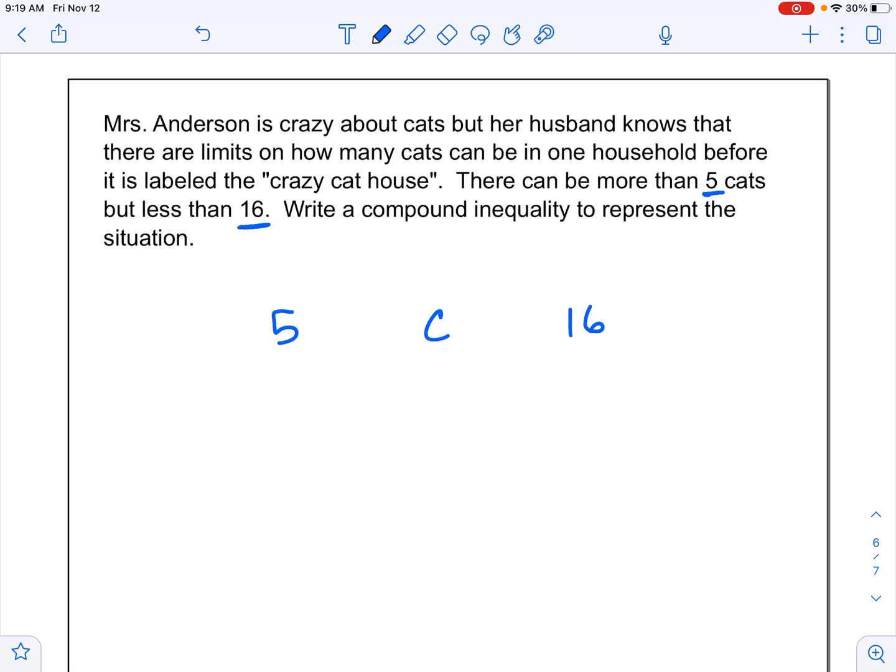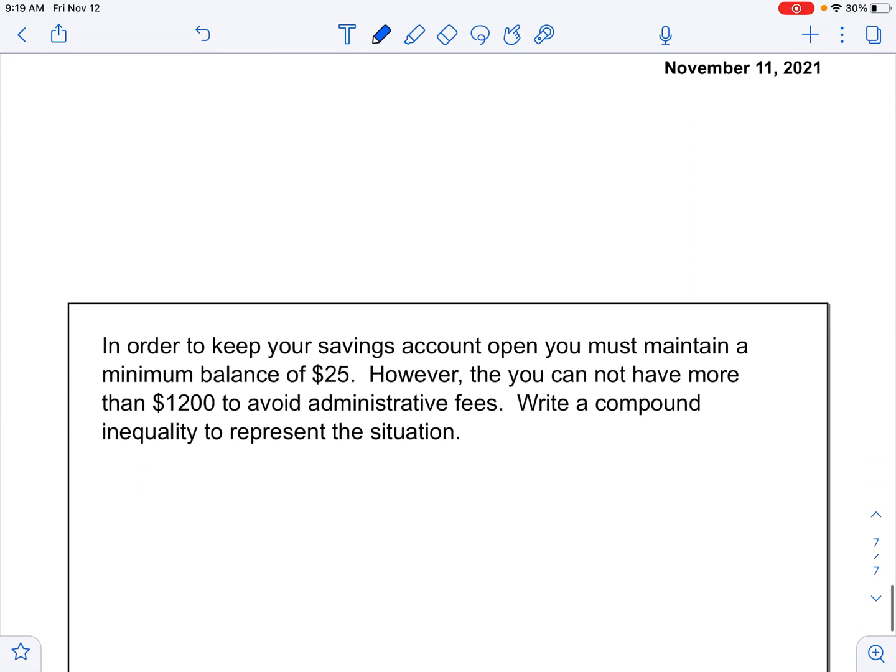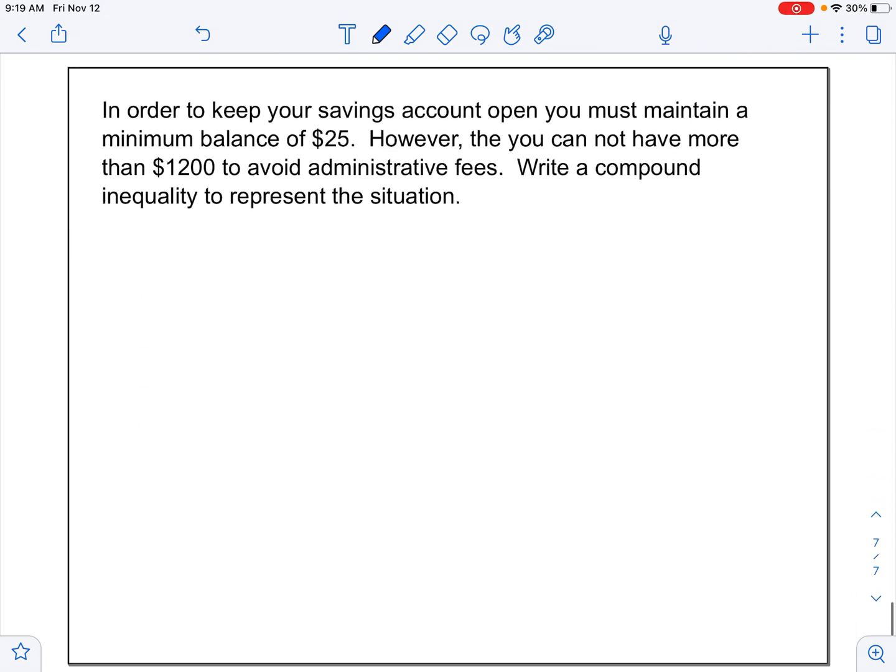So let's look at this. It can be more than 5, but can it be 5? It can. It can be more than that, but it can also be that. So then I'm going to make that C is going to be greater, but it has to be less than 16. So if it's less than 16, can it be 16? No, it cannot. It is less than 16. I do not have 16 cats. I don't even have 5 anymore. I'm down to 3.